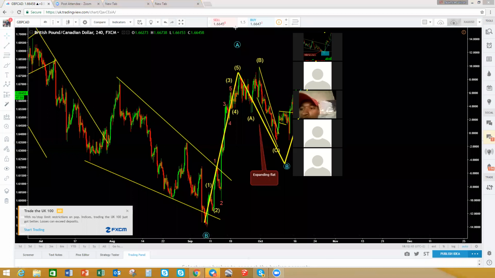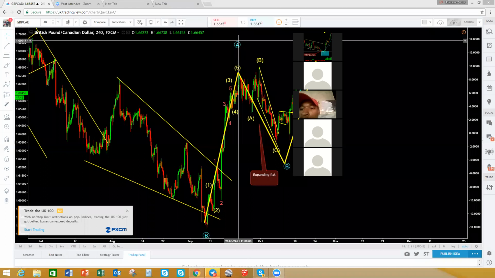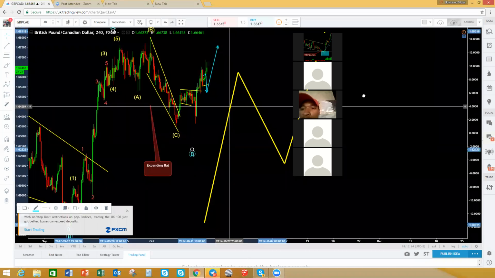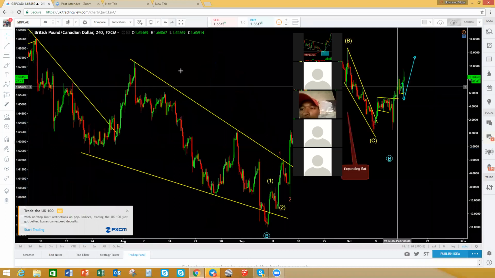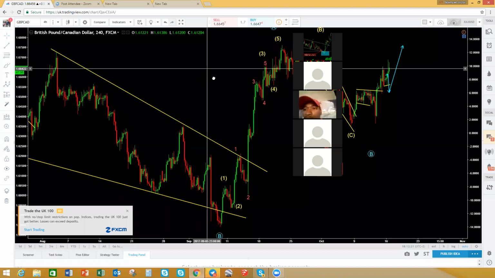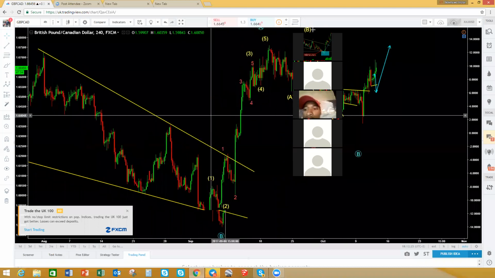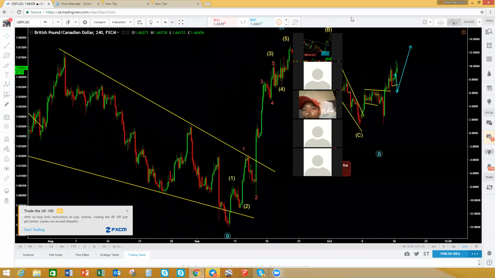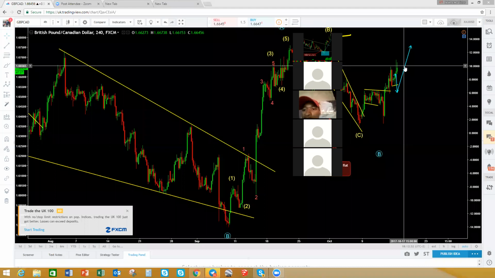The yellow is just lower degree of the blue degree. So we are looking for upside. We're looking for upside on pound CAD. Okay, that's what we're looking for. But remember, I always say the market does not move in a straight line. There's another possibility, and that's very likely to happen. This may come. Let me take off my arrows here.